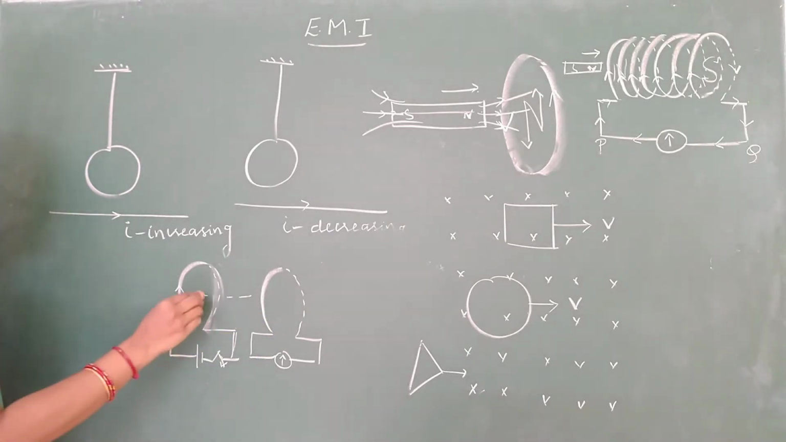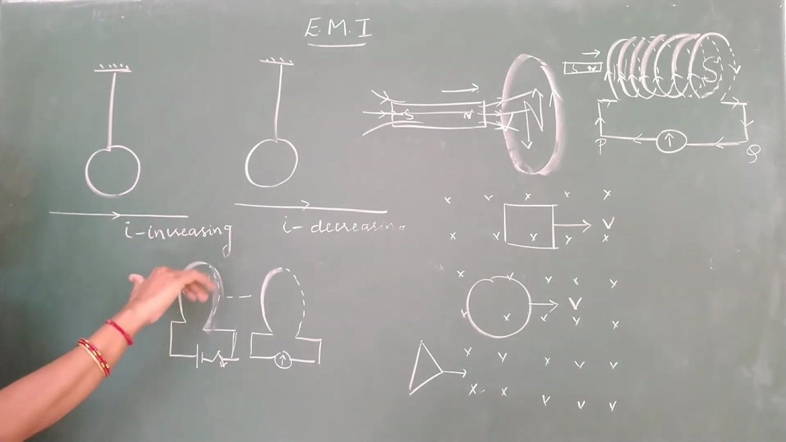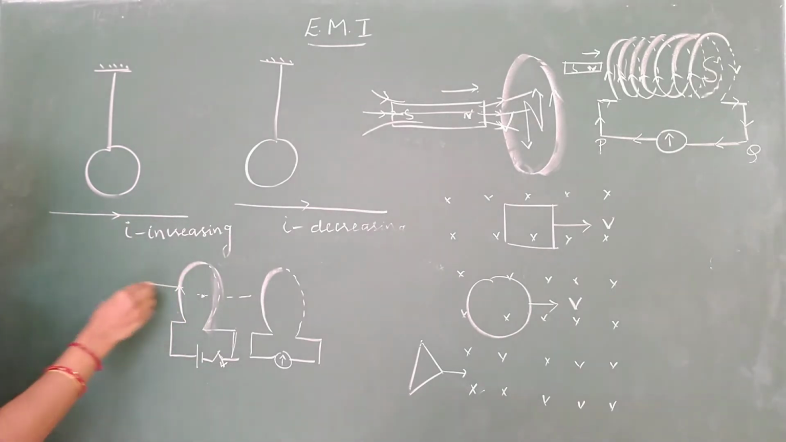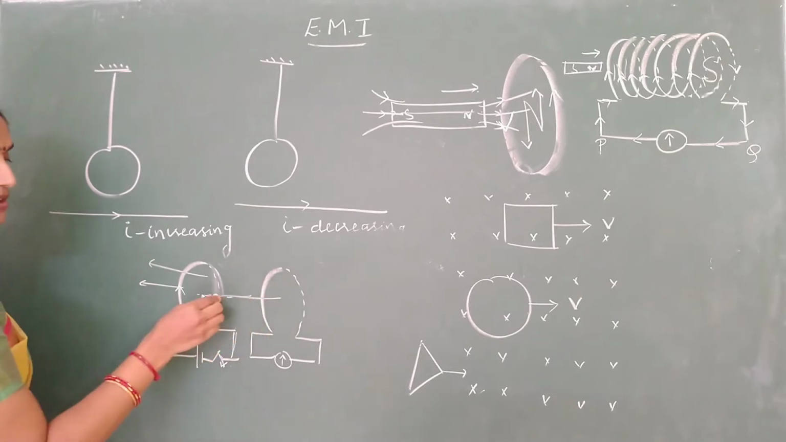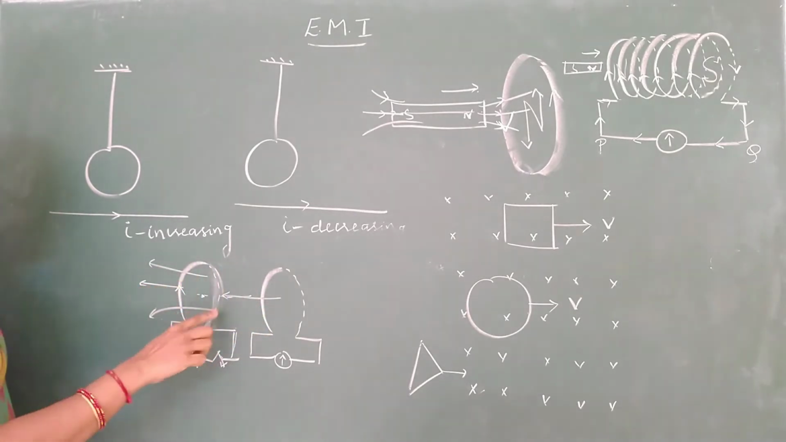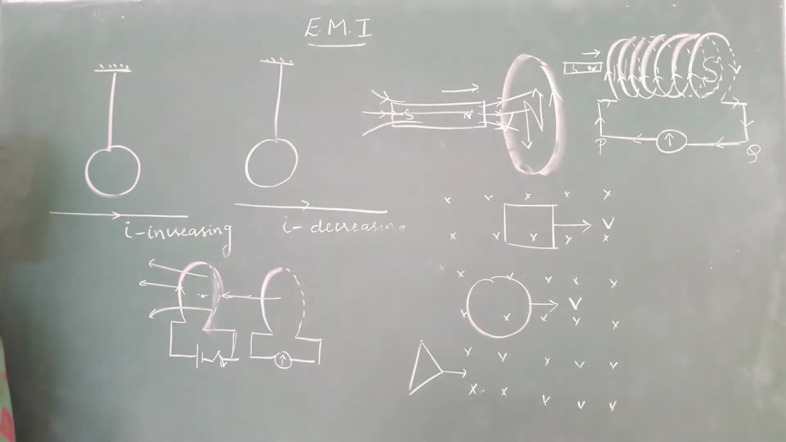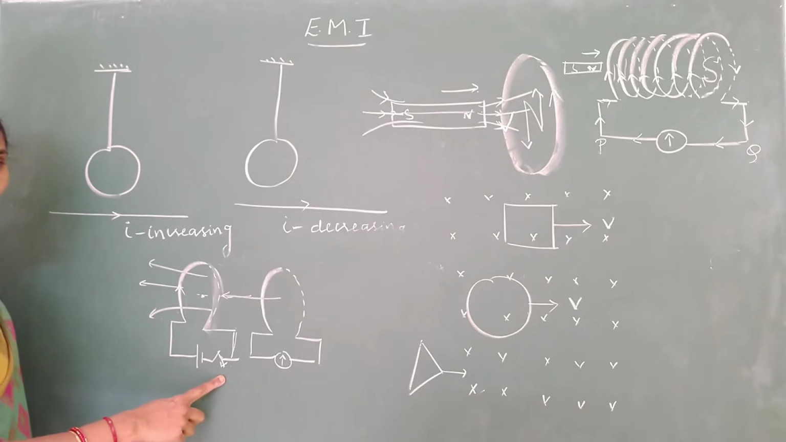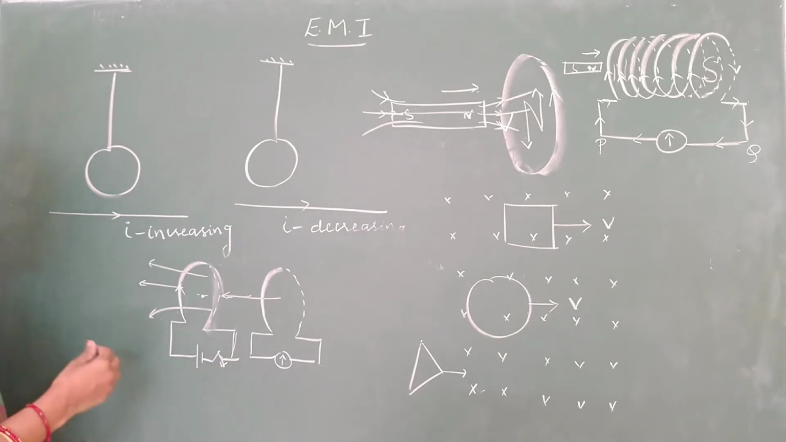How to get the direction? Curl the fingers of your right hand. Thumb gives the magnetic flux. This is how the magnetic flux is for this coil. When you remove or open the key, what will happen to the magnetic flux? Flux will decrease.